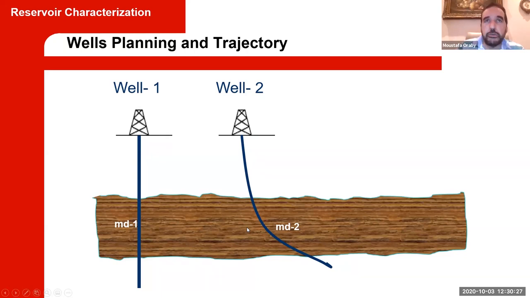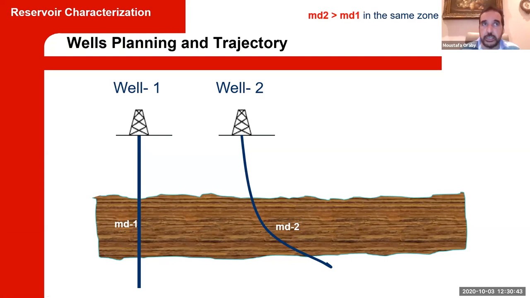I cannot really do this comparison. This one is traveling, let's say, 100 feet. This may be 120 feet, 125 feet. So measured depth two is greater than measured depth one. Very simple, okay? So how can I do this?